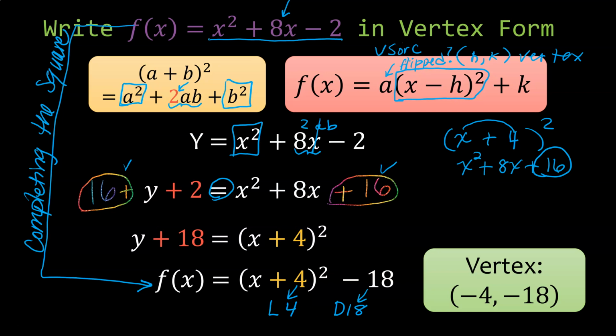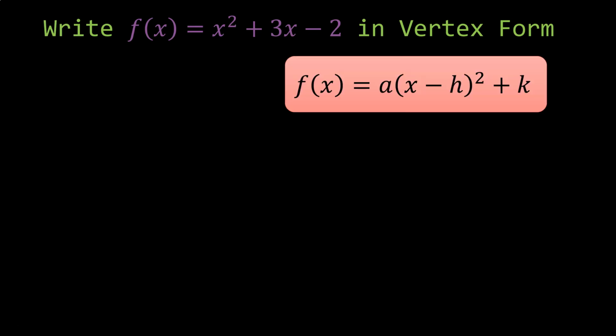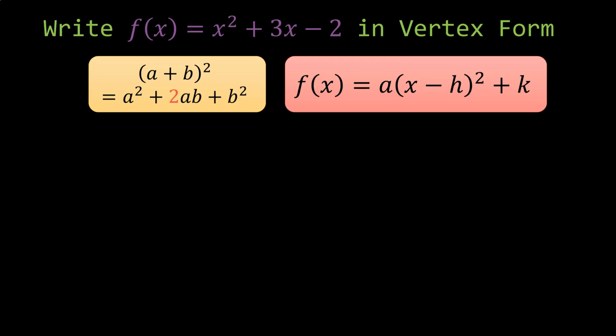All right, now let's look at another example. Now that we've seen it once, let's see if we can think about this one here. Okay, so again, vertex form, perfect square. The middle term is twice as much. But wait a minute, how does that work when that's 3 and it's not nicely divisible by 2? Okay, that is perfectly fine.